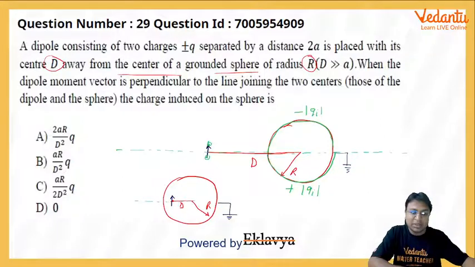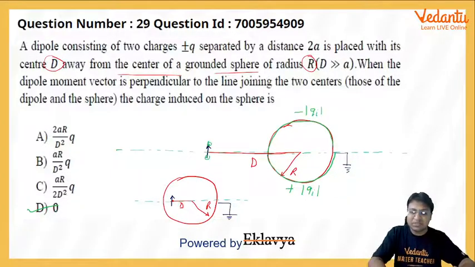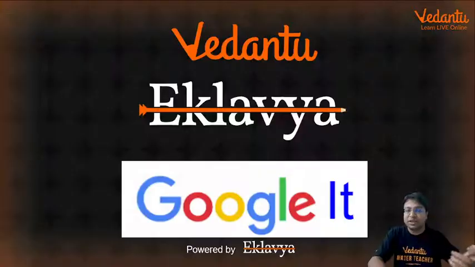Like going by the symmetry of the situation, we can very well argue that we have no reason to believe that charge in any one hemisphere should be more than the charge in the other hemisphere, and they should be opposite in polarity. Therefore the net charge should be zero, the net induced charge should be zero, and that is indeed the correct answer. So a very simple logic, going by symmetry, we were able to prove it. I hope you like the solution, guys.